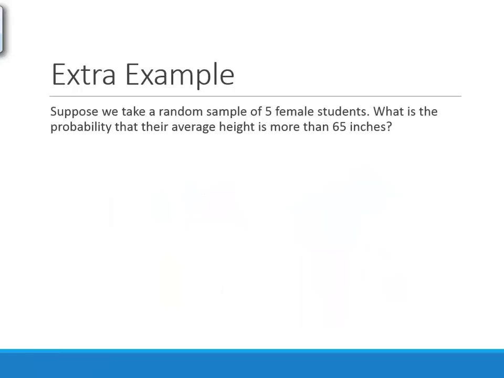But now suppose we take a random sample of 5 female students. So now instead of looking at just one, we're taking a random sample of 5 of these students and computing the average height for these students. What's the probability now that their average height is more than 65 inches? Let's set up some notation. Let y bar equal the average of 5 students.